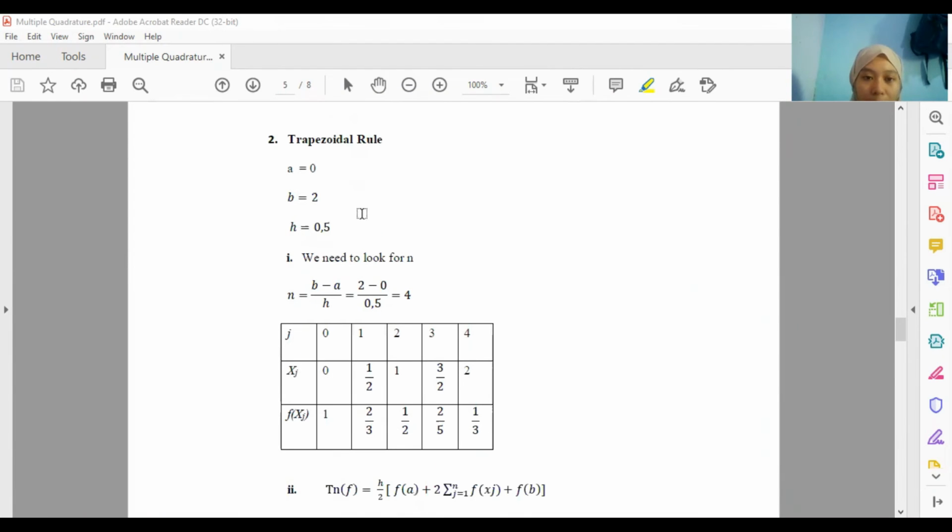Okay, in here, we have a equal to 0, b equal to 2, h equal to a half. So we need to look for n. n is equal to b minus a over h, which is 2 minus 0 over a half. So we have n equal to 4.